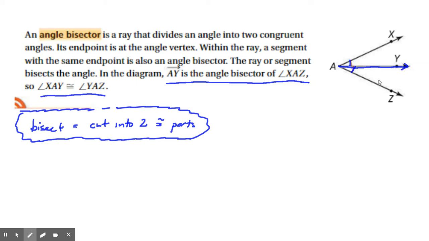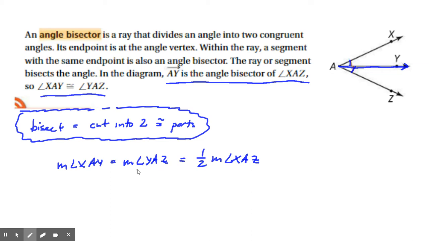Now I wanted to add a couple other statements here. First off, if these two angles are congruent, then their measures are equal. So the measure of angle XAY will be equal to the measure of angle YAZ. But because these two angles together make the larger angle, and because they have the same measure, each of them is also half of the larger angle, angle XAZ.